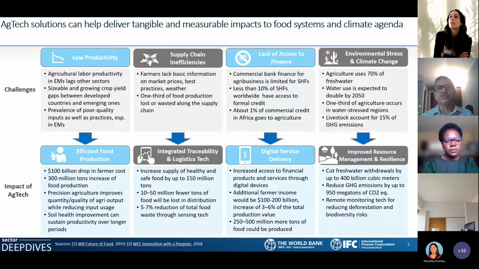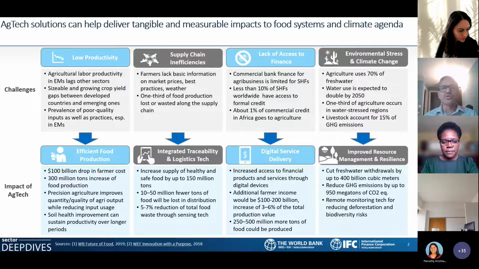The third issue, all of you are aware, is the lack of access to finance. Still only 10% of smallholders have access to formal finance and financial services. And the fourth, which is becoming a bigger challenge in the wake of COP26, is that environmental stress and climate change are going to be a big issue. So basically, the AgTech solutions really work on these 4 challenges.